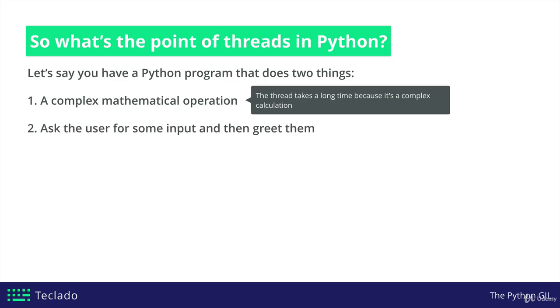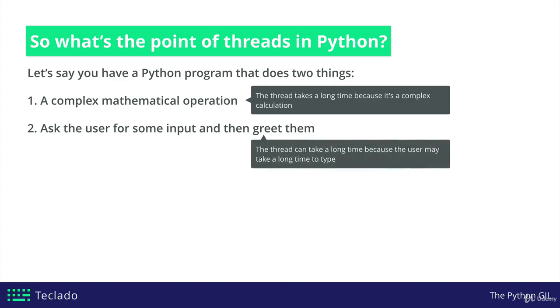It asks the user for some input and then it greets them, or it lets them pick something from a menu or something like that. This operation can take a long time because the user can take a long time to type. So you can see that there are two different things going on here. In number one, your computer is being used to perform calculations. And in number two, your computer is not being used because it's just waiting for the user to type something. But the whole operation of asking for the input and greeting the user can take a long time because of that wait.